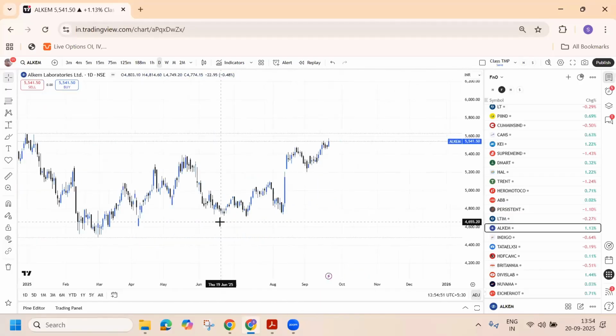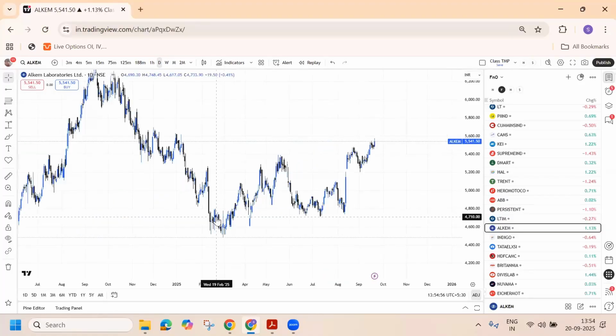This part is clear. Now, what is important? We will learn about stop loss and target setting.